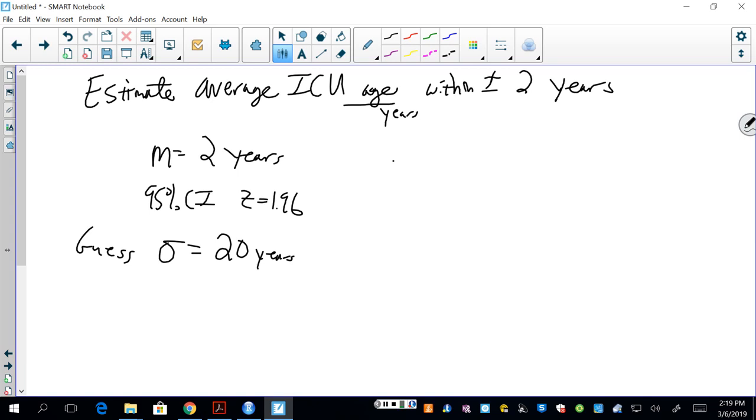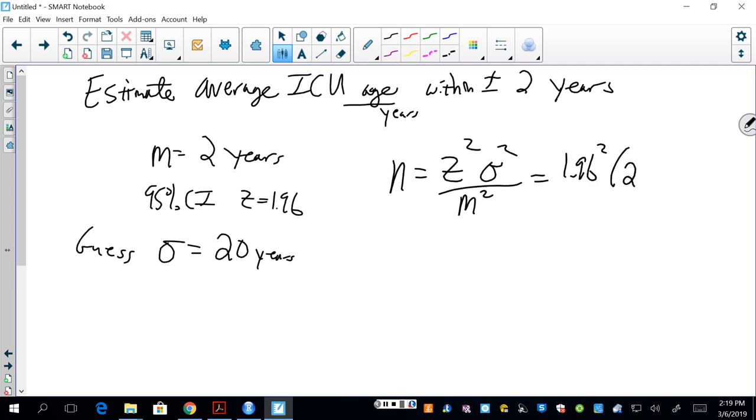The formula says n is z squared sigma squared over m squared. So 1.96 squared, this is 20 squared, and m was 2 squared. So this one works out nice. That's 100 times that thing squared. That's 384 again. I didn't really mean it to come out to the same number, but it's just right again.